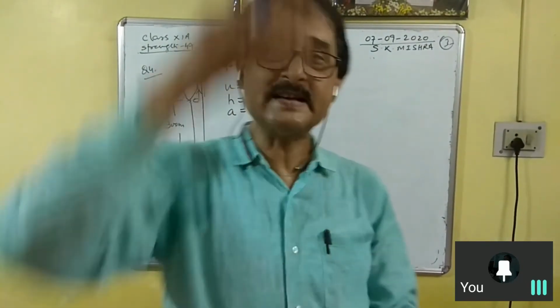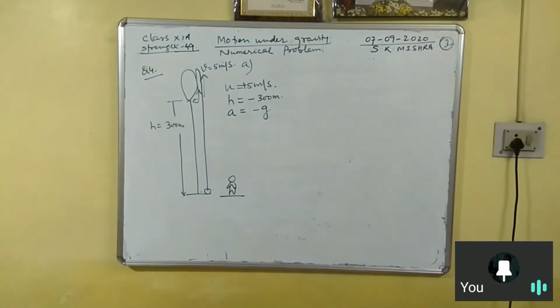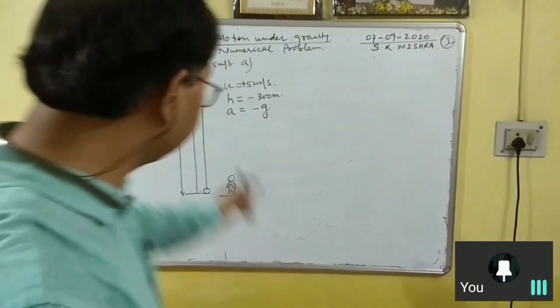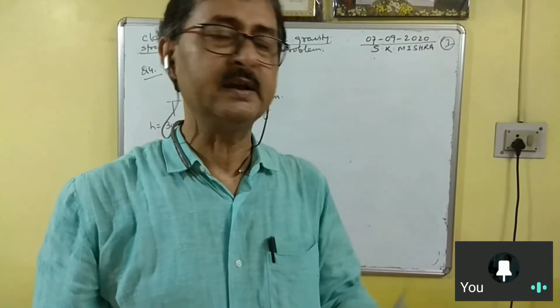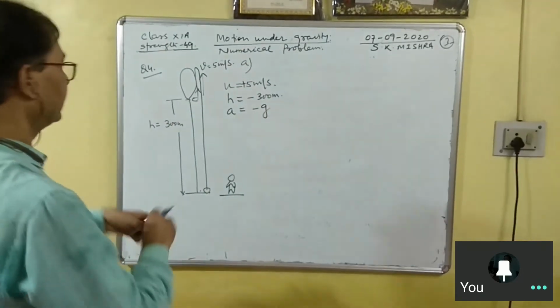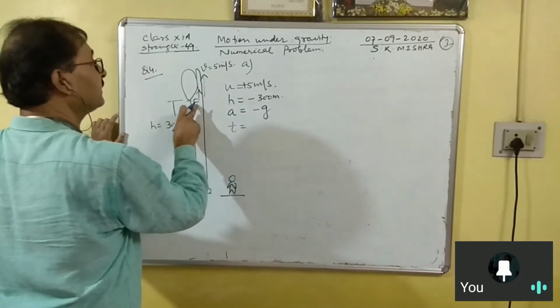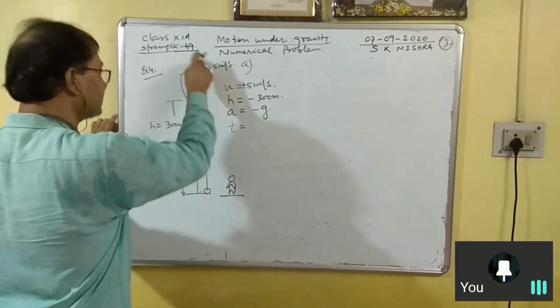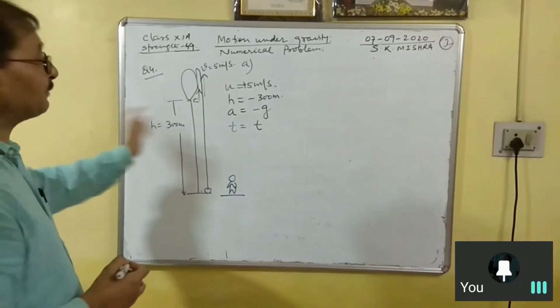When you release a stone from some height, you can take everything positive or everything negative. That hardly makes any difference. So u, g, everything, take it negative or take it positive. So a is equal to minus g, and then time t. The total time taken by the stone to reach the ground is, suppose, t, that we don't know. You have to find t.